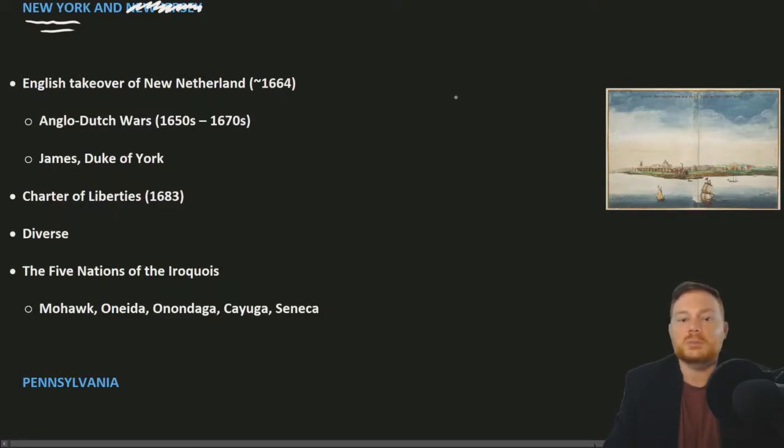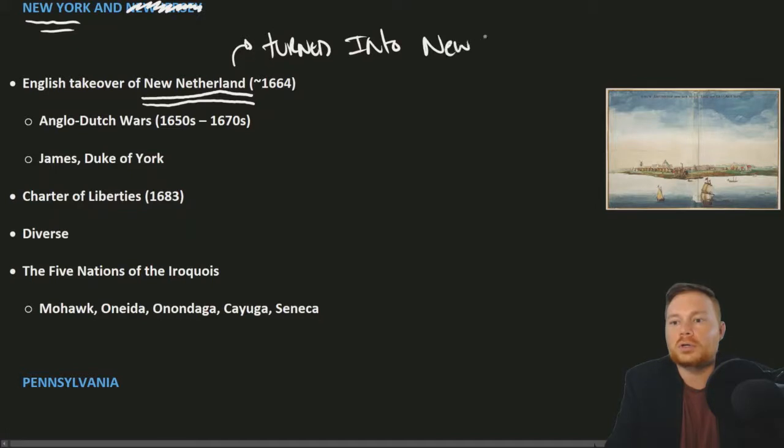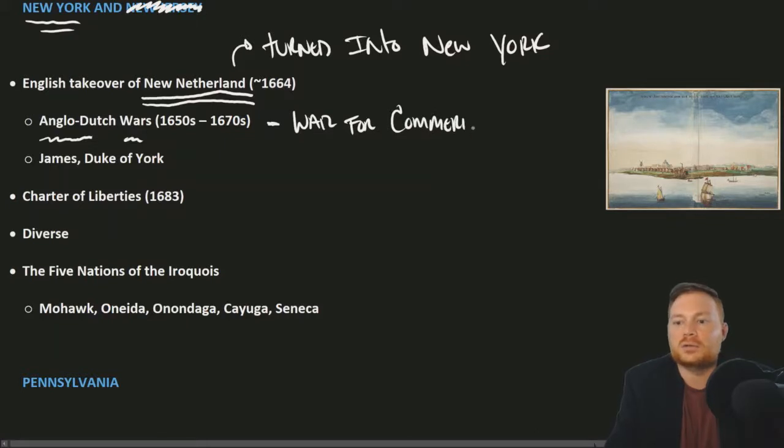So one thing that we have to keep in mind from the previous chapters is that this geography was previously controlled by the Netherlands. New York, before it became New York, was New Netherland. We might make a note. New Netherland turned into New York. And that was because the English and the Dutch went to war in the 1650s and the 1670s. This was a war for commercial, meaning trade, supremacy.